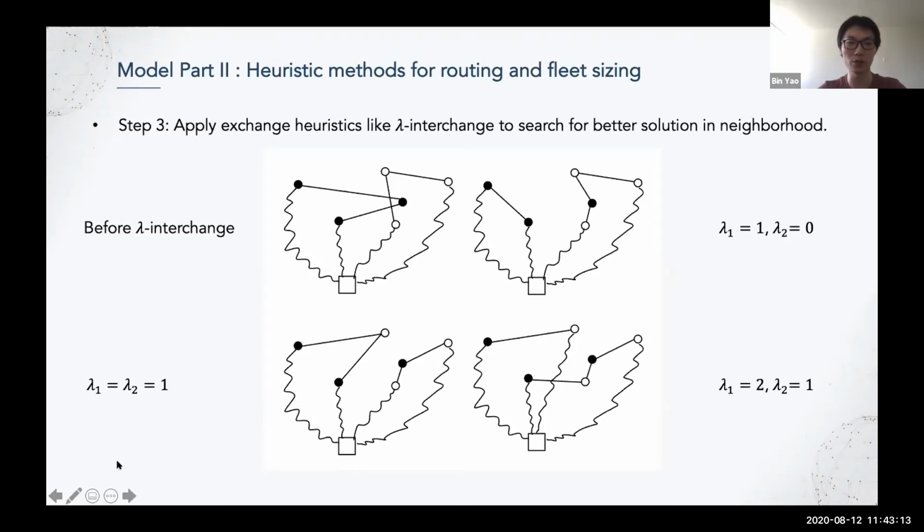So I will give an example here. This is the initial solution we have, and we set Lambda 1 equal to Lambda 2 equal to 1. Then after one implementation, one dark node will move from route 1 to route 2, while one white node will move from route 2 to route 1. So this is just a local search method we use to find a better solution in our neighborhood. And this is basically the second part of our model.